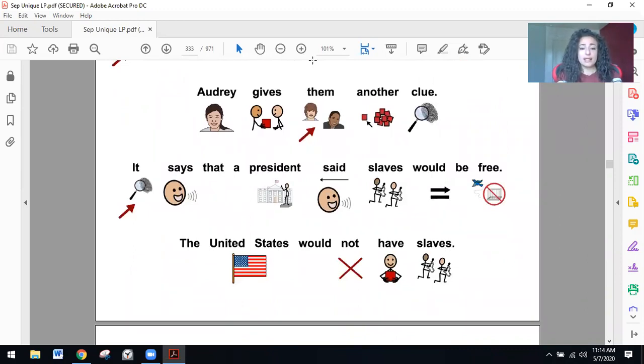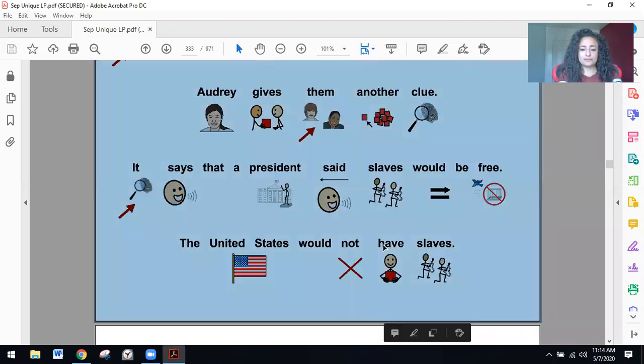Okay, guys? If you circle this here, this is a really important statement. The United States would not have slaves. The President said, no more slaves. And what are we talking about? The President of the United States. Okay, so let's move on to the next page.